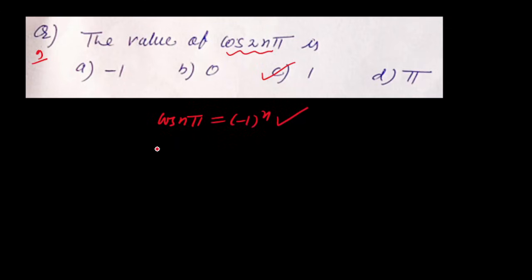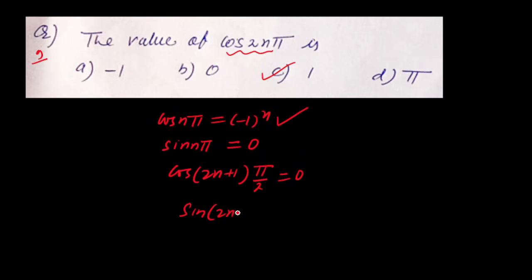They may ask this. If they ask you what sin n pi is, you should remember it is equal to 0. If they ask what cos of (2n plus 1) into pi by 2 is, this is equal to 0. If they ask what sine of (2n plus 1) into pi by 2 is, this is equal to minus 1. So different multiple choice questions can be asked.